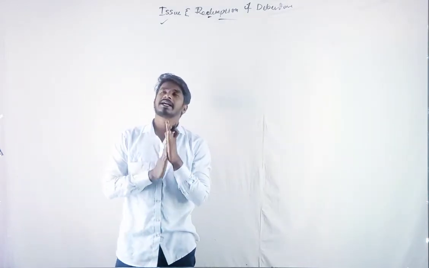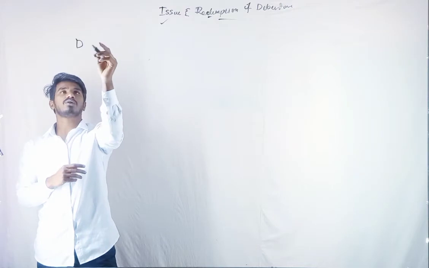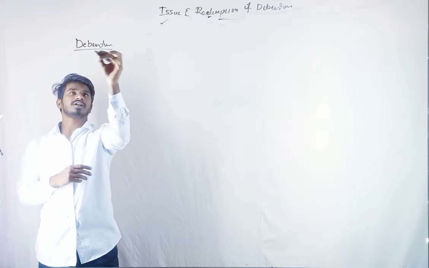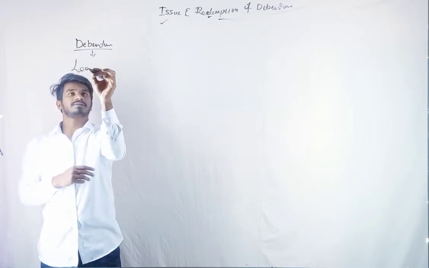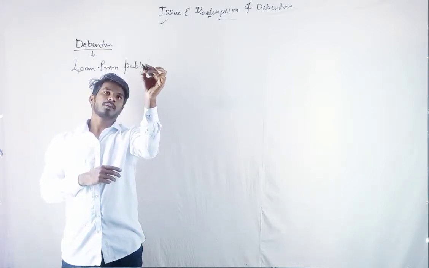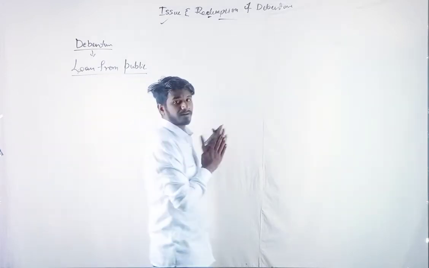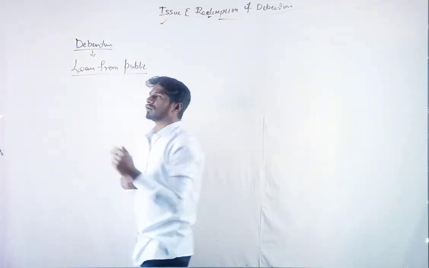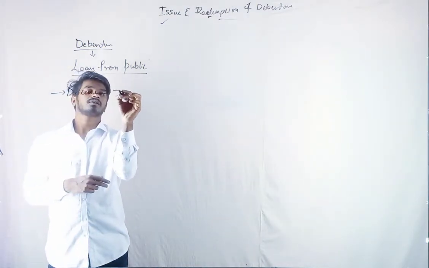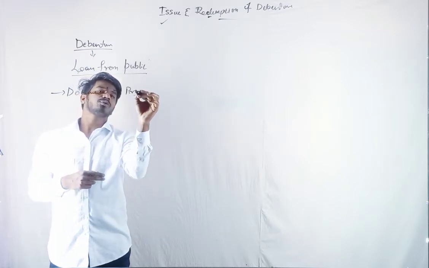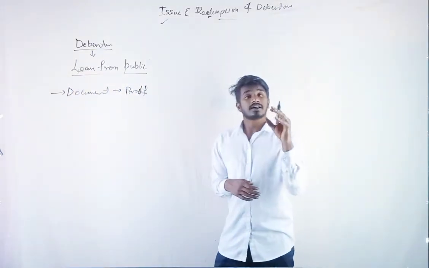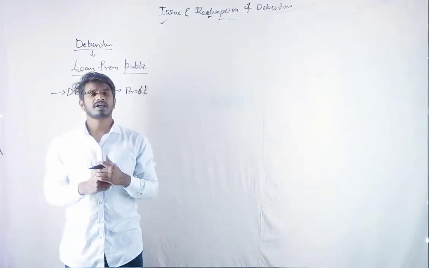So what do you mean by debentures? Debentures are nothing but loans from the public. It is a loan from the public. The public will give a loan to the company and the company will give a document. It is the proof that the person has given a loan to the company.